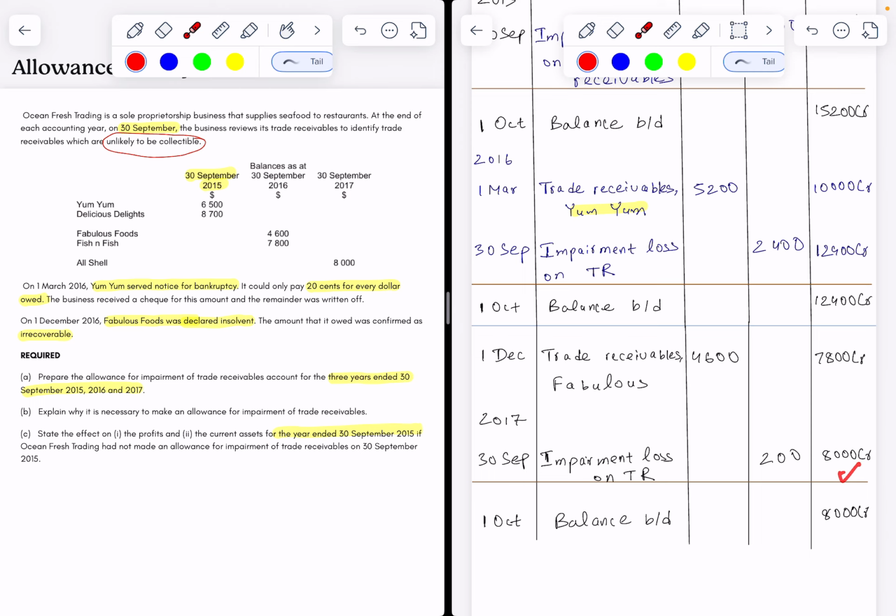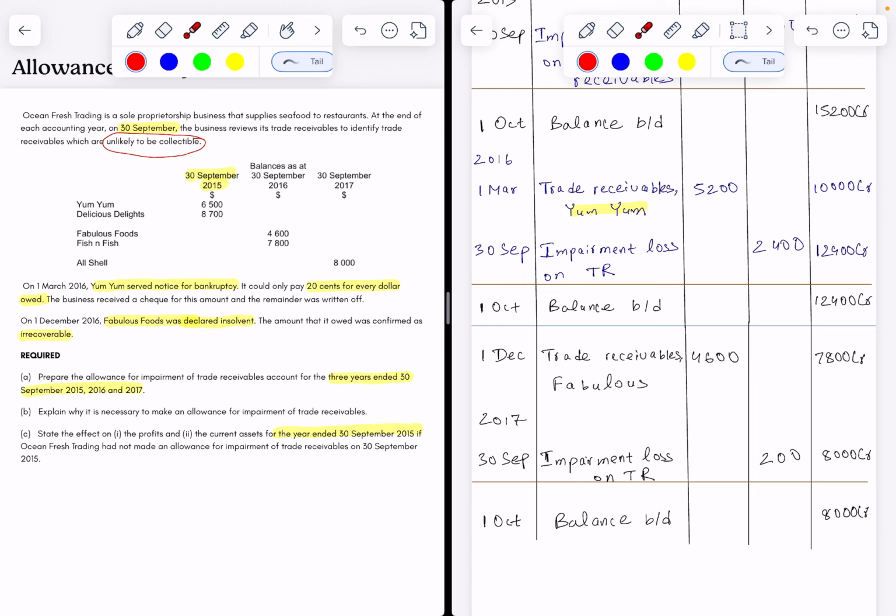After that is done, don't end here. You need to also transfer this ending balance as the opening balance in the next financial year, starting 1 October 2017, because you have got one extra mark allocated for that, okay? All right, so that's all for the first part of the question.